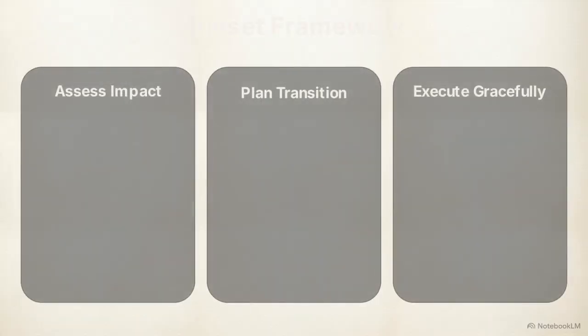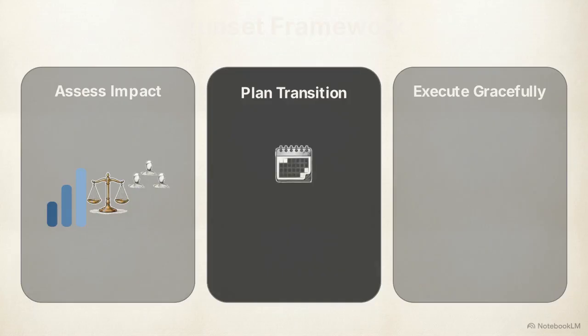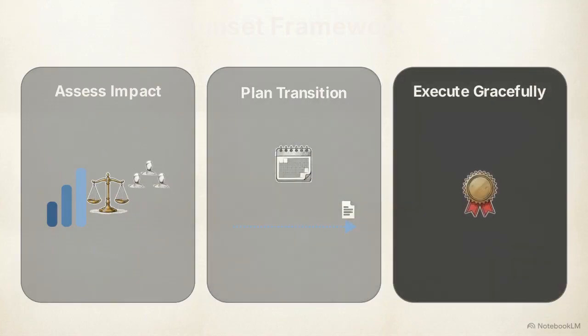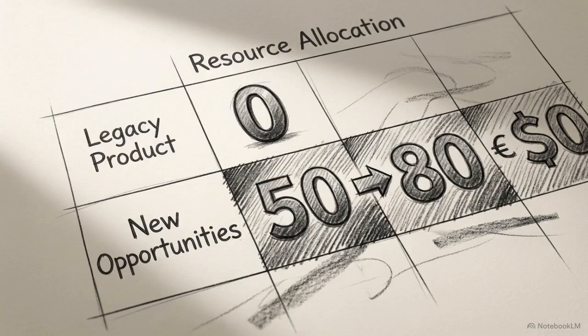The sunset framework involves 3 phases. Assess impact. Weigh the financial drag of maintenance against the affected users. Plan transition. Provide a 3 to 6 month timeline, communicating transparently and building data migration paths. Execute gracefully. Maintain rigorous product quality until the end to protect brand trust. Systematically sunsetting a product is not an engineering failure. It is a vital, strategic reallocation of resources away from a mathematically losing position.